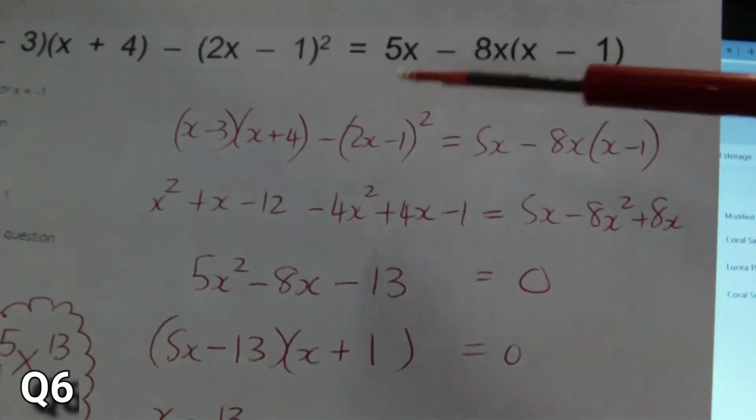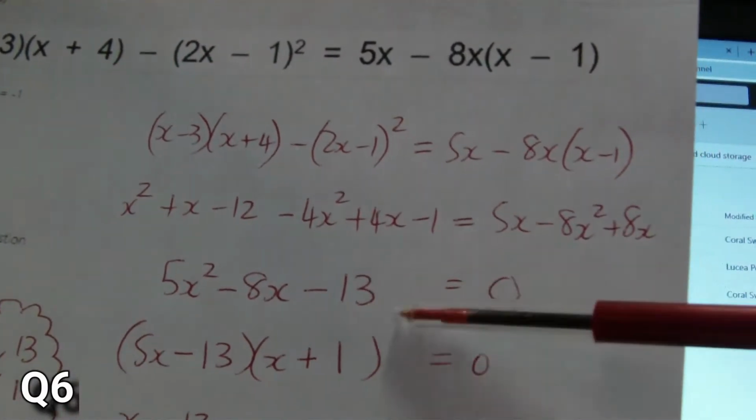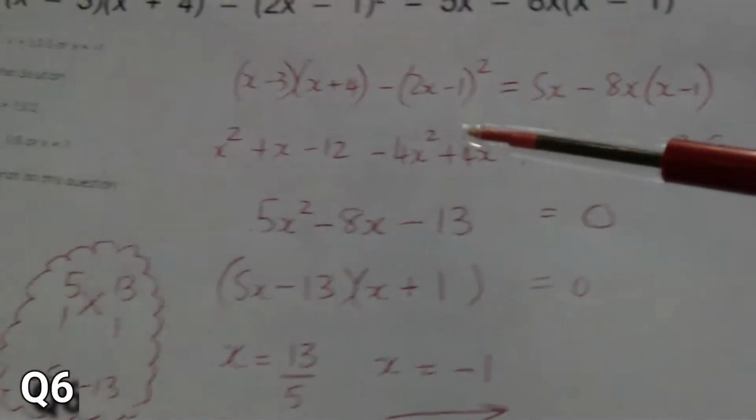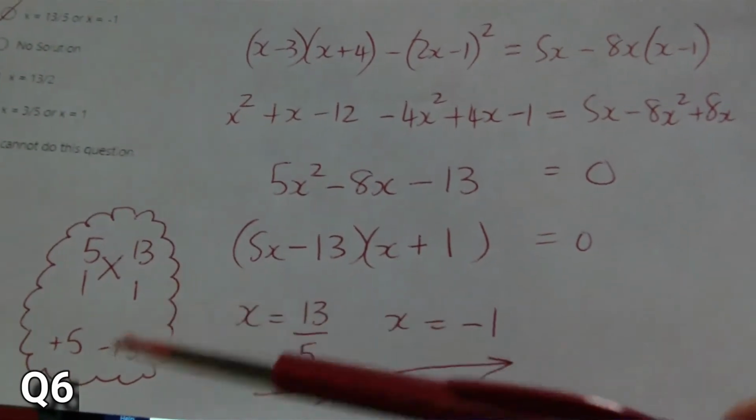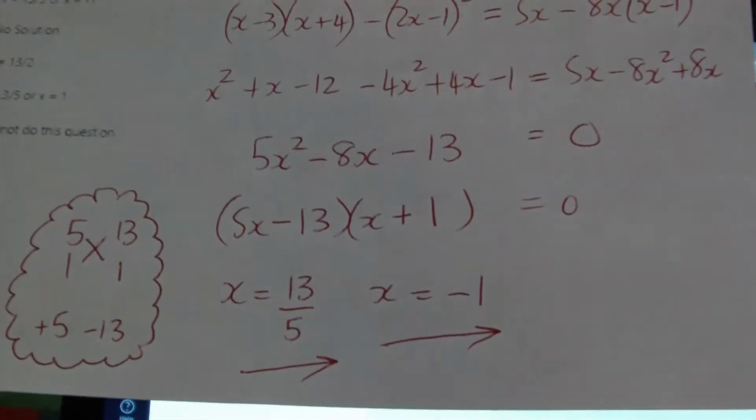Okay, and don't forget middle terms when you square a binomial. So you end up with this. Alright, and then again you need your weird factorizing. There are a couple of different methods. There it is factorized, so there are your two x's. Number 7.